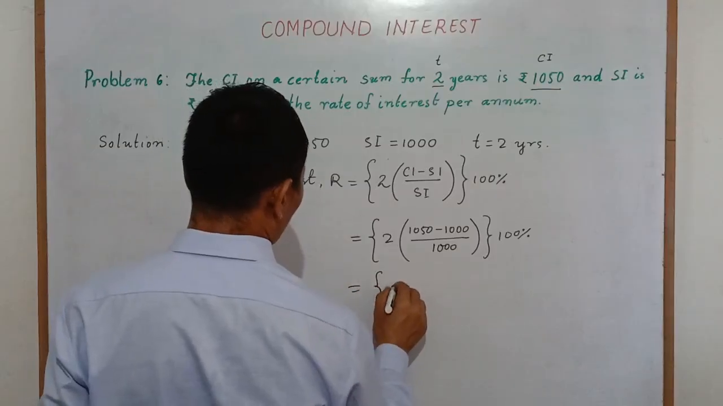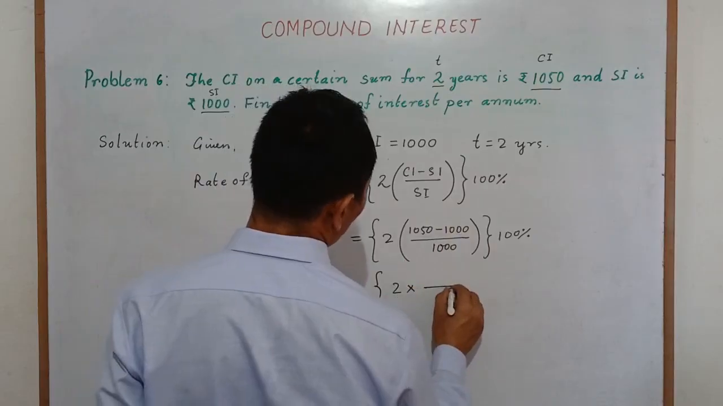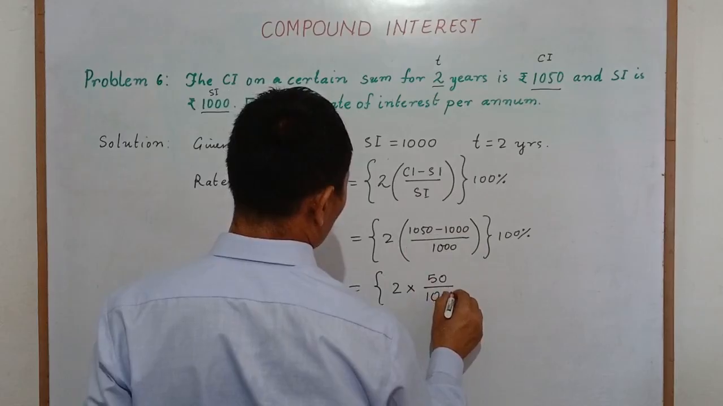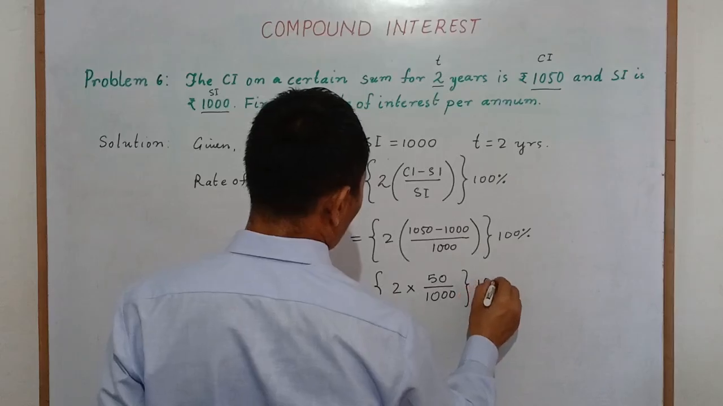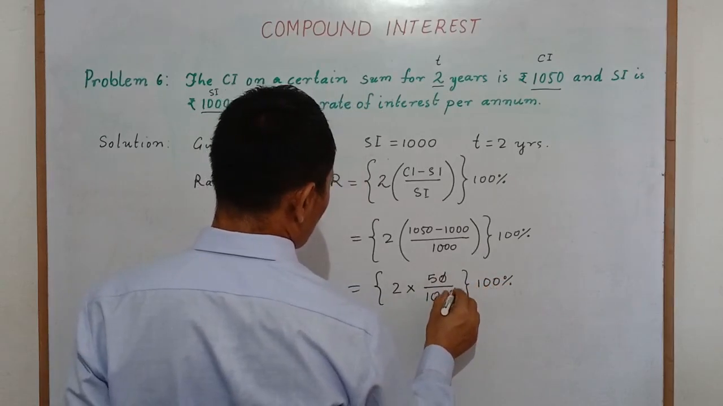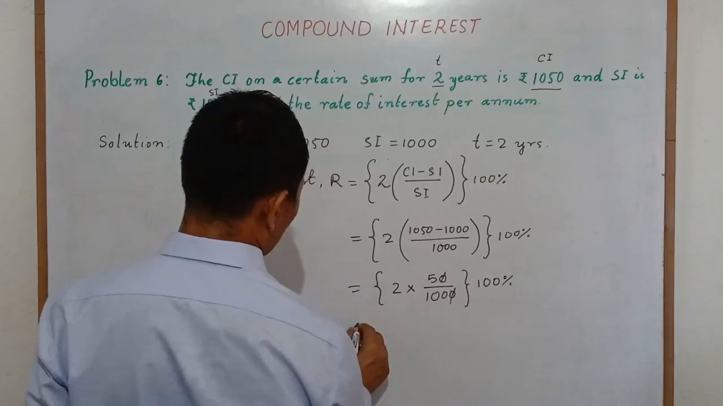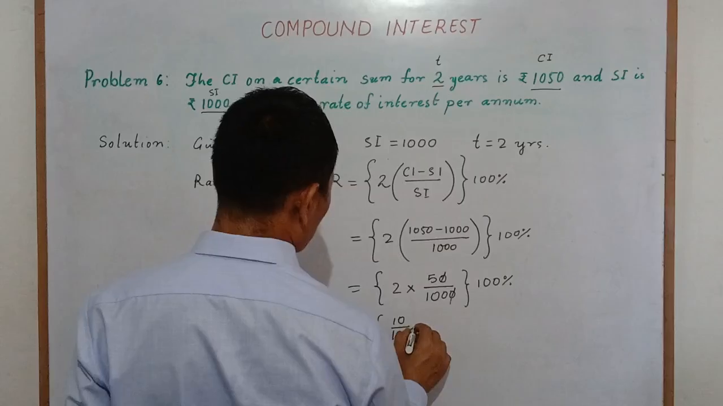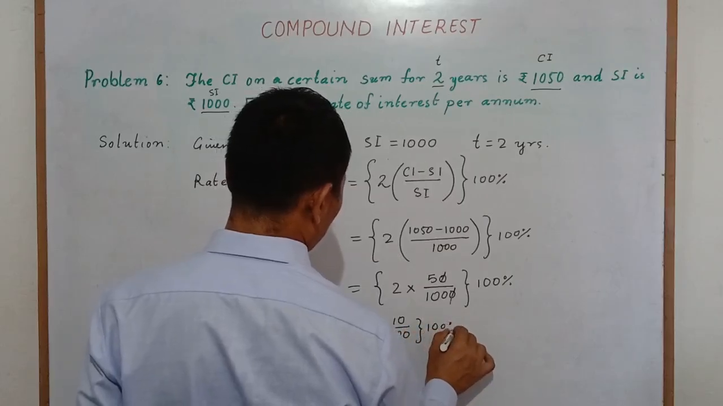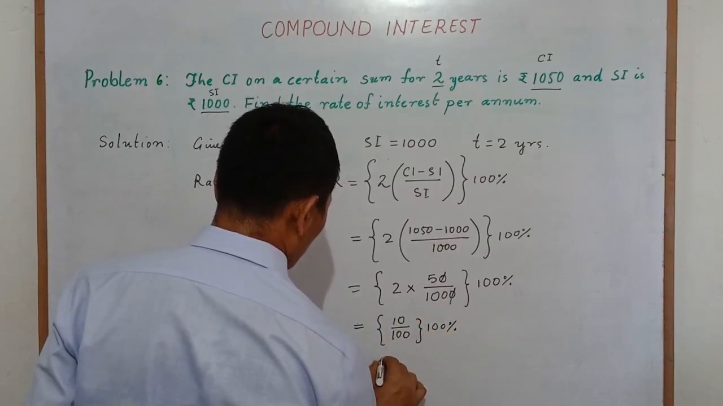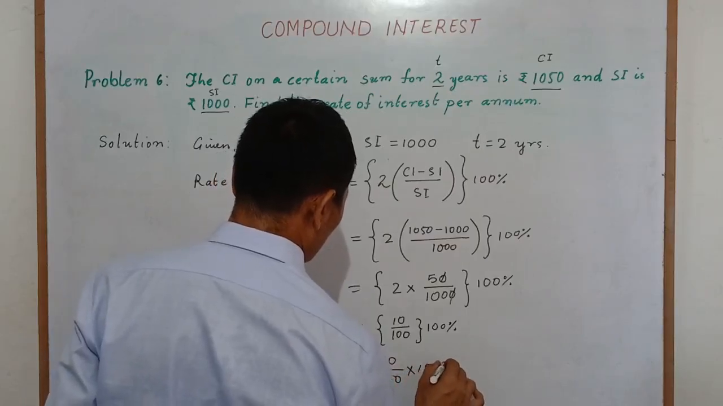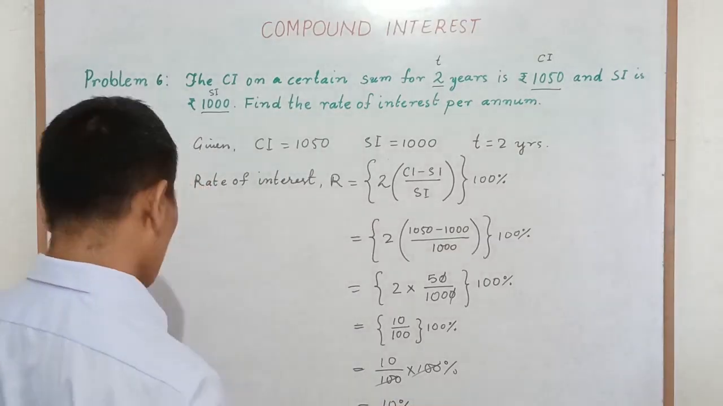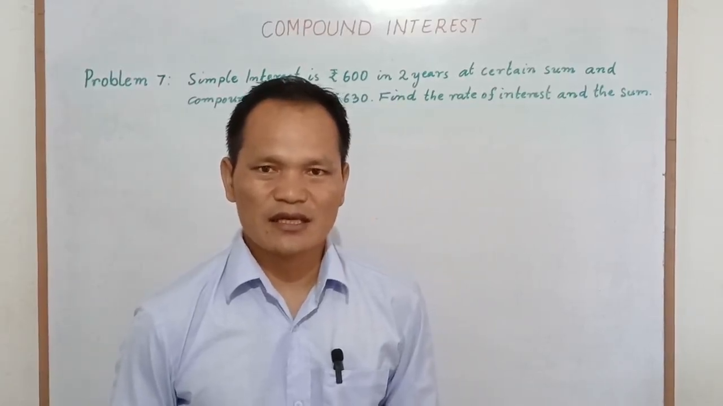2 into (1050 minus 1000) divided by 1000, into 100%. That is 50 by 1000, 5 into 2 is 10, so 10 by 100 into 100%, which gives a rate of 10%.